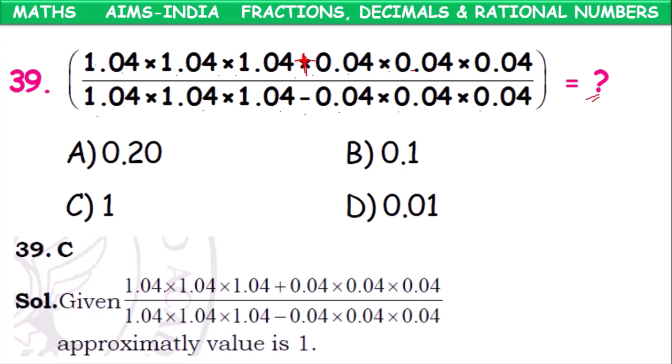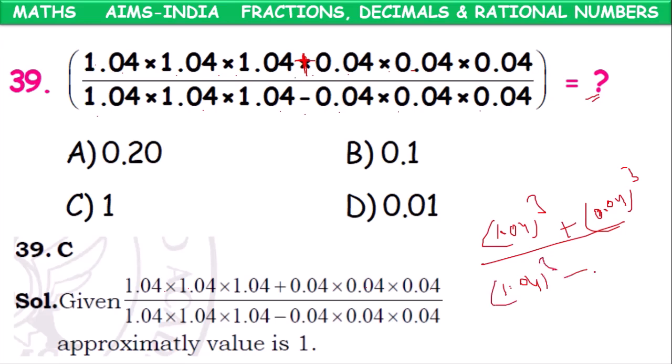So here we can write it as 1.04 whole cube plus 0.04 whole cube, divided by 1.04 whole cube minus 0.04 whole cube. Actually we have the same cube value in both places.